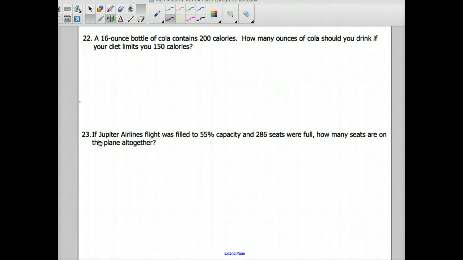Alright, so 22, 23. 22 is a proportion problem. So basically what you want to do is be comparing the same things on top and the bottom. When we talk about compare, we compare things as a fraction. So we could do it either way. I would choose to do it ounces over calories.